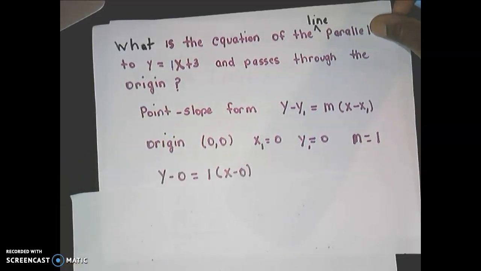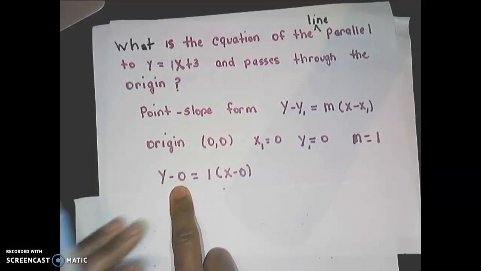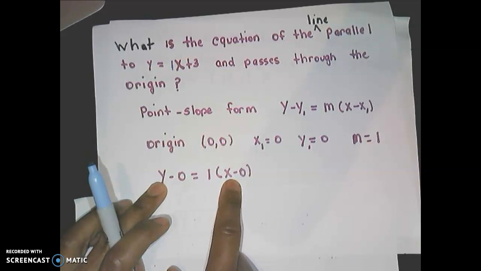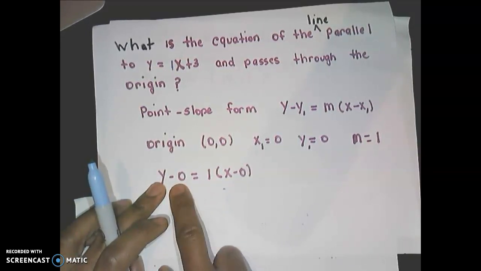So in this particular case, let's go ahead and plug everything in. We know that y1 is 0. Remember, I told you don't change your y and your x. You only change your y1 and your x1 and your m. So everywhere I see a y1, I'm going to put a 0.